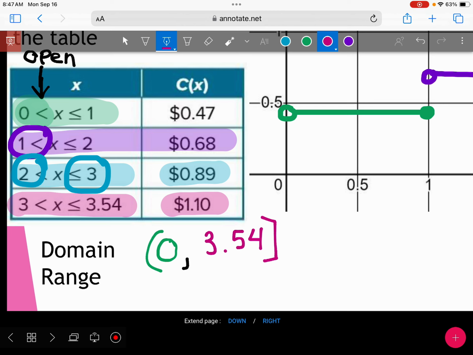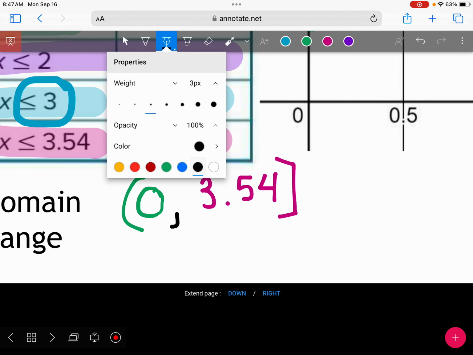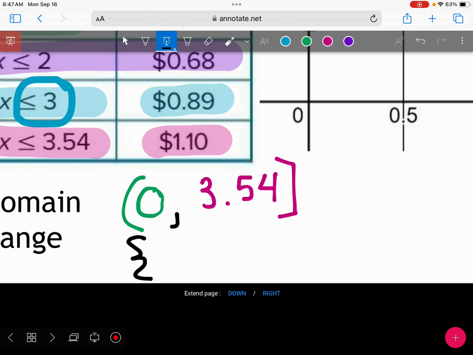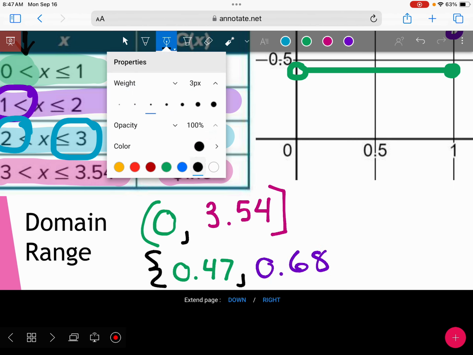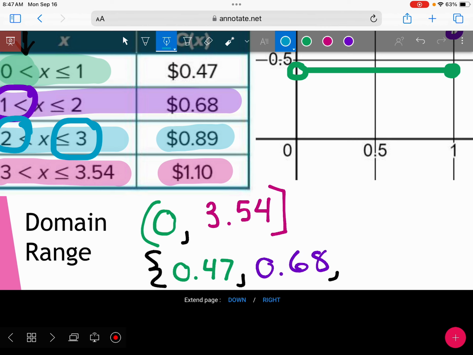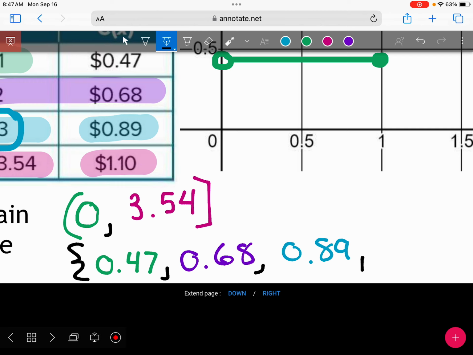It never exactly equals 75 cents, 0.75. It never exactly equals 90 cents. So it's not everything in between 0.47 and 1.1. It is exactly the values. So we put the squiggle bracket of our 0.47 and our 0.68 and our 0.89 and our 1.1.